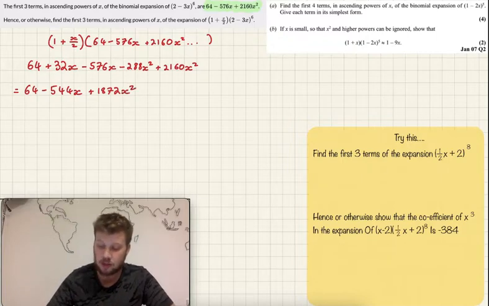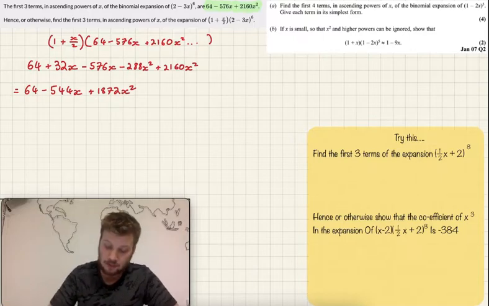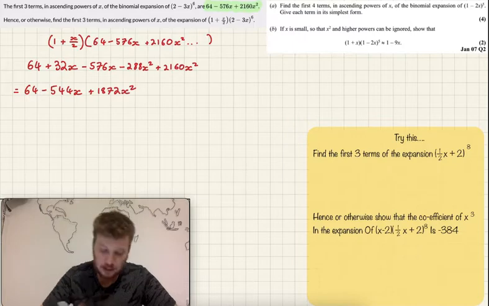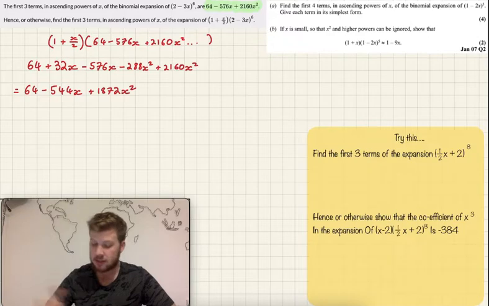So the next question, we're going to look at how we can do all of this in terms of how it is asked in an exam. So the question reads, find the first four terms in ascending powers of x of the binomial expansion 1 minus 2x to the 5. So that's going to be my first job. And then if x is small, so that x squared and higher powers can be ignored, and we looked at that in the lesson, show that this expansion is approximately equal to 1 minus 9x.